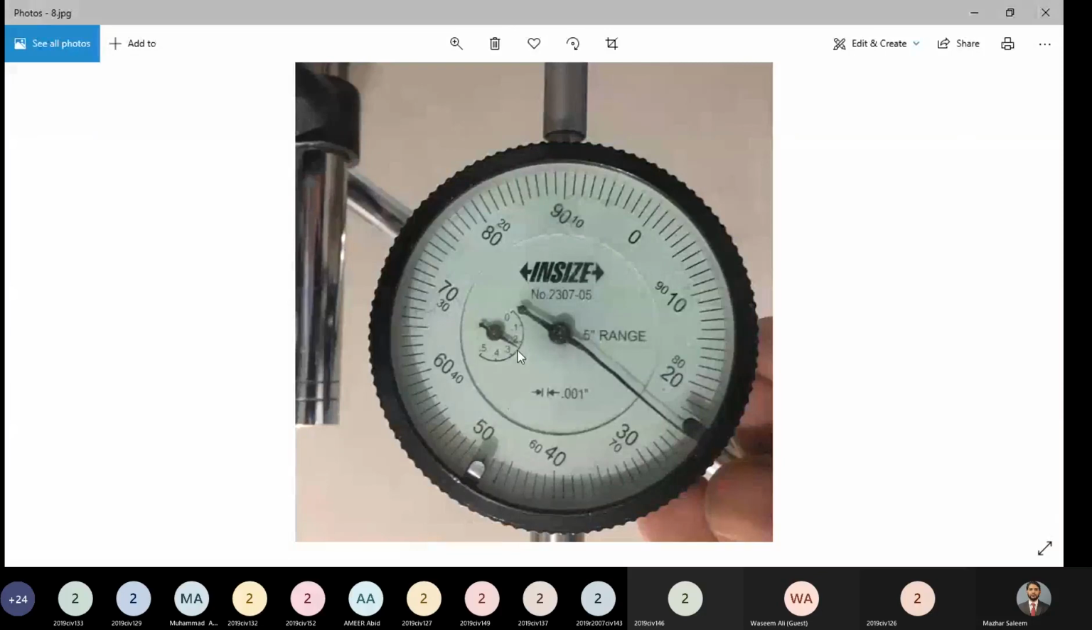So the current reading, let me write it down in the chat box. The current reading would be 0.2 plus 25 into 0.001, and that is equal to 0.225 inches.